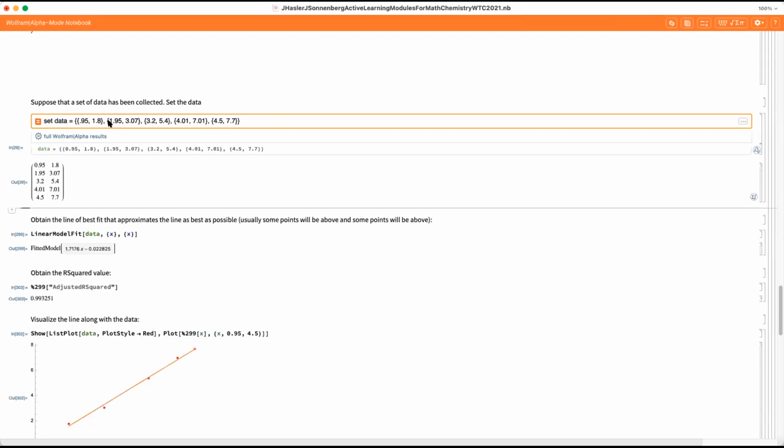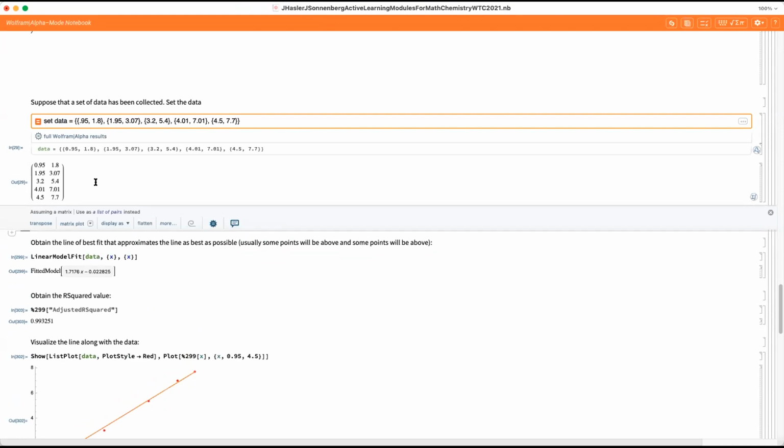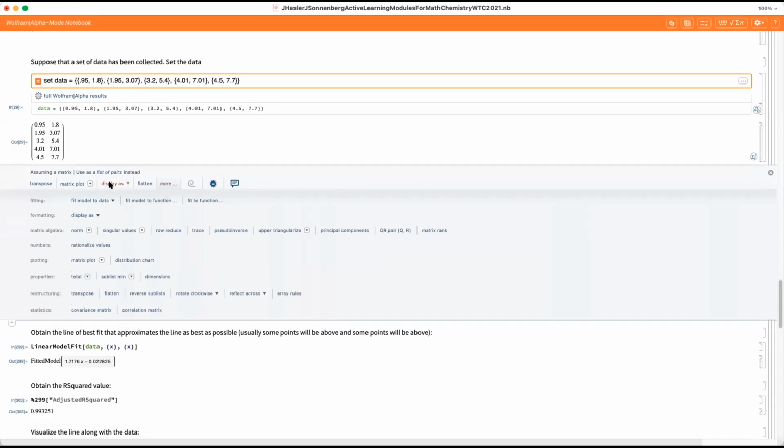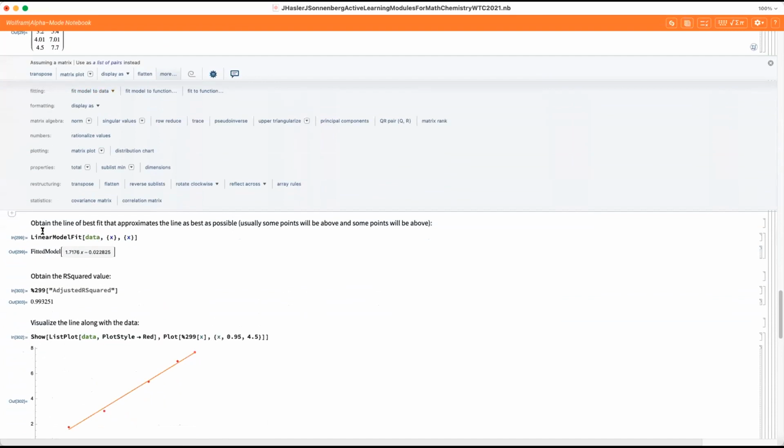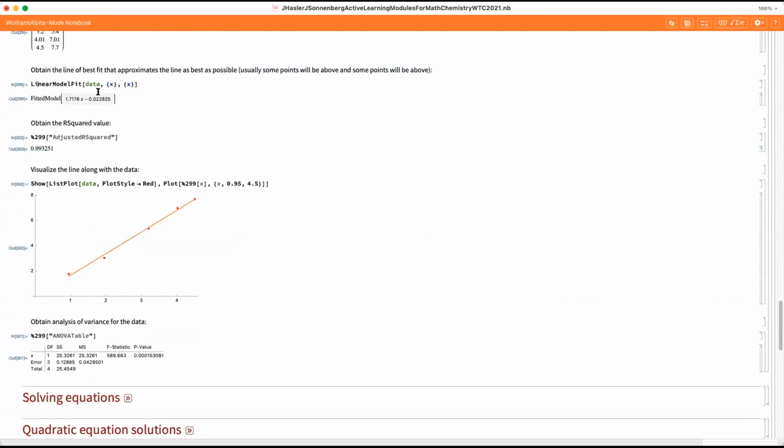We can evaluate that. Once we have evaluated that, we can find out more information on that. Again, we have this output predictions here. And one such suggestion that we can do is we can fit a model to this data. So we have this set of data here, and then we can click this button here, and it's going to output what we have here. So you'll get this linear model fit of data with the specified variables.